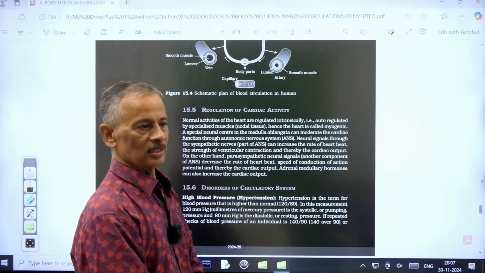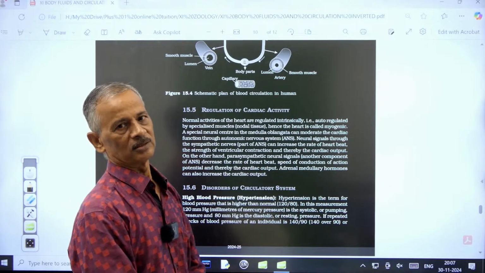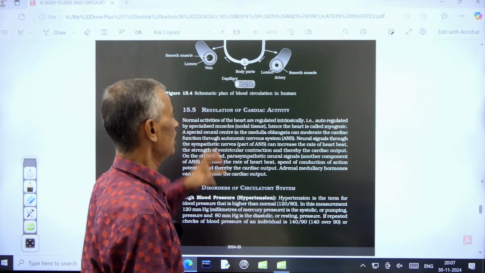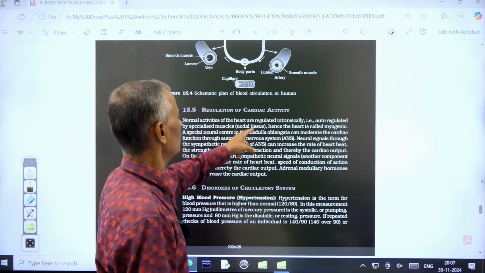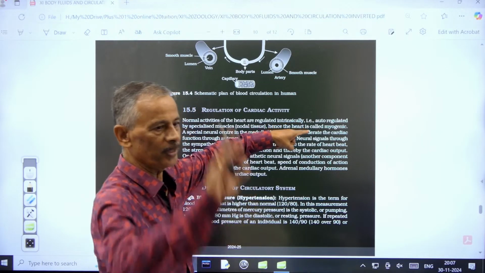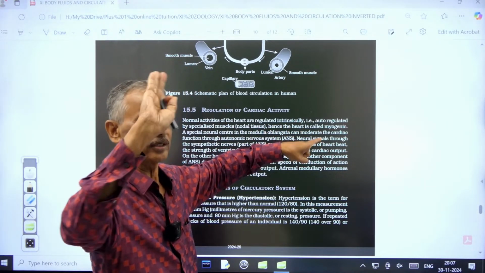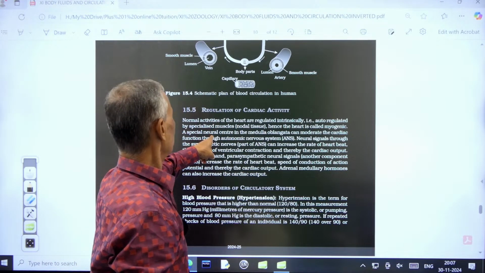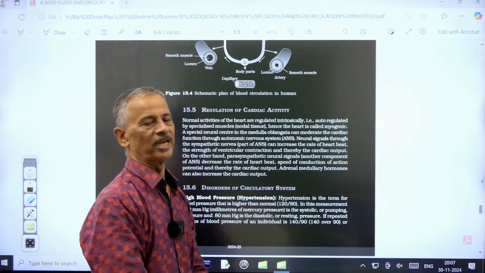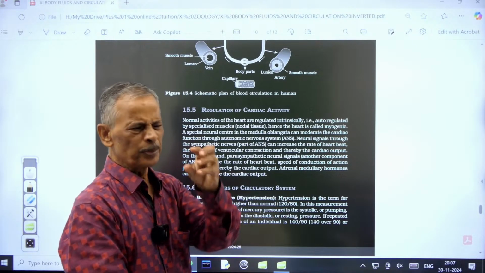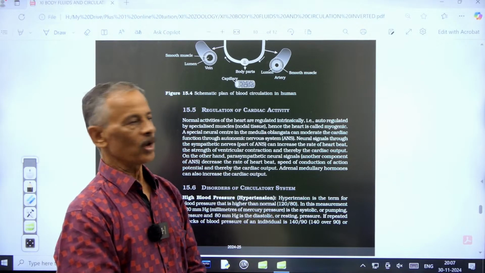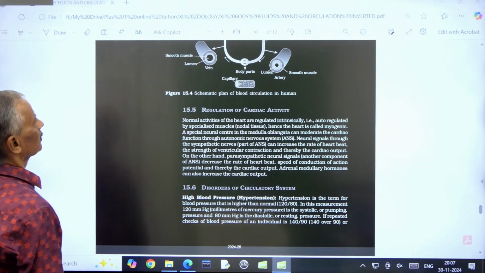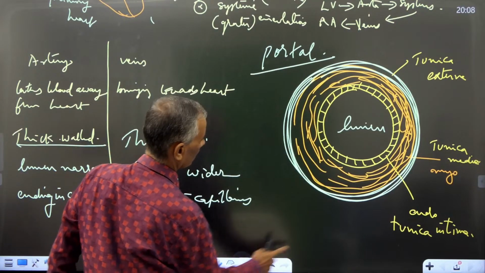Myogenic means regulated by our muscles. So, muscles regulate the normal functioning. That is why it is called regulated intrinsically. Nobody from outside, not the brain or nervous system, is controlling the heart. A special neural center is present again in the brain. Still, to bring some minor changes, you have a center in the brain.